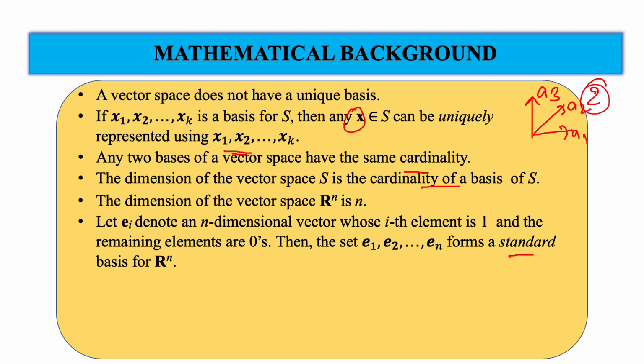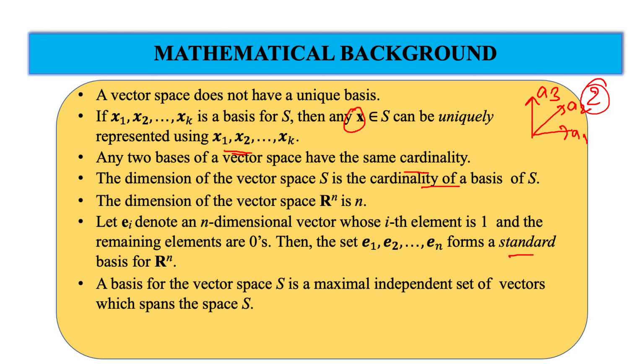Now a basis for a vector space S is a maximal independent set of vectors which spans the space S. So it is a maximum independent set which spans the space. If you add any extra vector to this basis, then it becomes a set of linearly dependent vectors. So adding any extra vector to the set will make it linearly dependent.